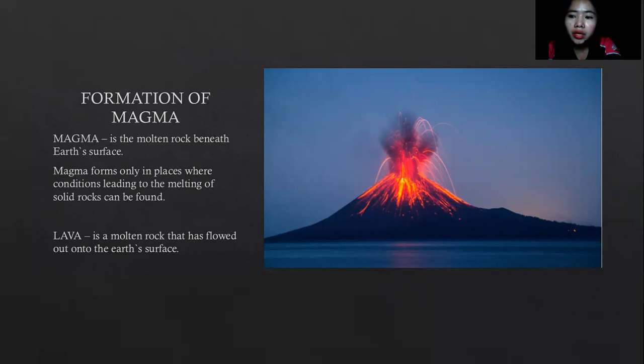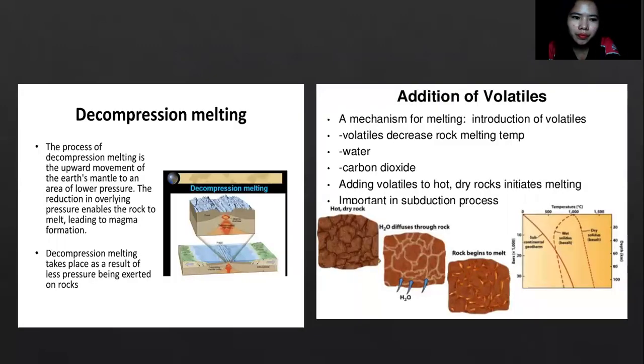So doon lang pwedeng ma-form ang isang magma wherein there is a constant temperature na nakakalid sa kanya na kaya niyang tunawin ang isang bato. So there are things na nakaka-reason kung bakit nag-grow or nagsa-start yung pag-grow ng isang volcano. We have the decompression and addition of volatiles.